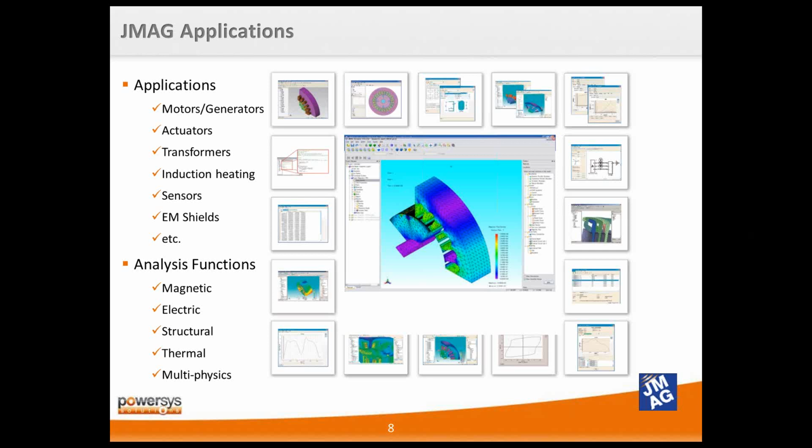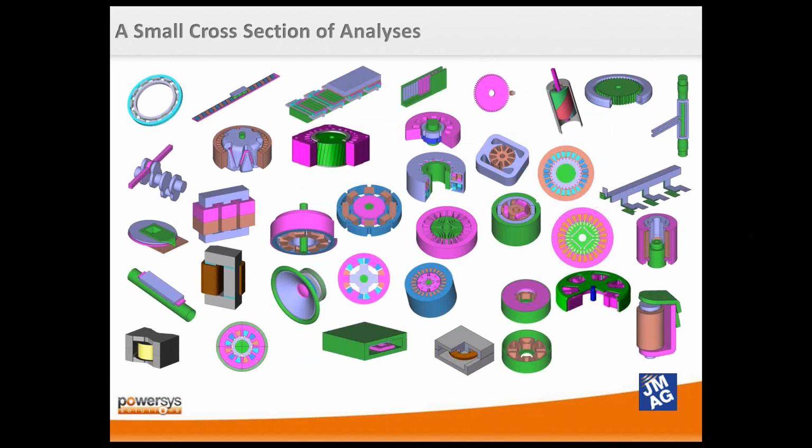This is a small cross-section of the type of analyses that we can run within JMAG. As you can see, we can do everything from, at the top here, linear electric machines, rotating electric machinery, speakers, transformers, voice head coils, even bus bars. So effectively, again, any type of electromagnetic finite element analysis, that's our bread and butter.